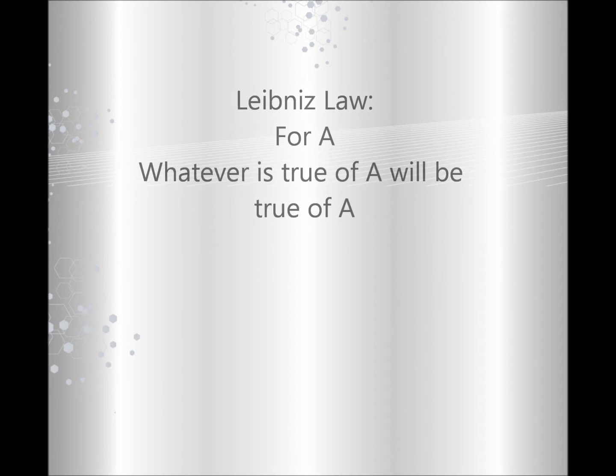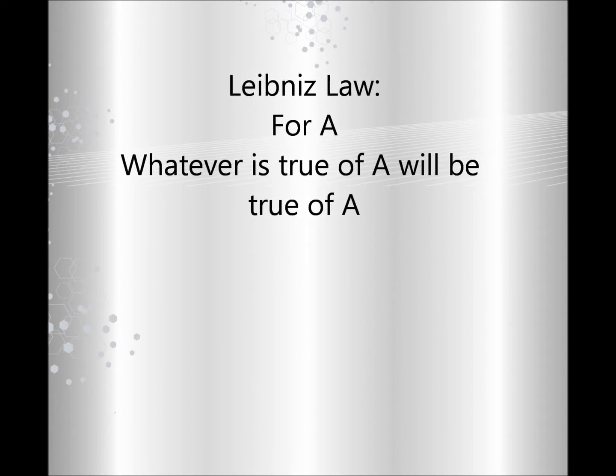This video aims to explain the law of identity and some of its uses. I will refer back to this in future videos. Leibniz's law of identicals is really simple and goes like this. If we have some entity or thing A, then whatever is true of A will be true of A.